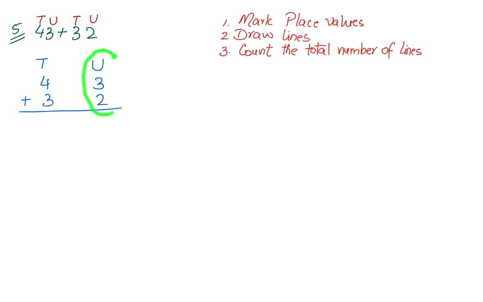Again, we will first solve the unit side. So this is 3 and 2. We will draw lines 1, 2, 3, 1, 2. Now count the total number of lines: 1, 2, 3, 4, and 5. Hence the sum of 3 and 2 is 5.